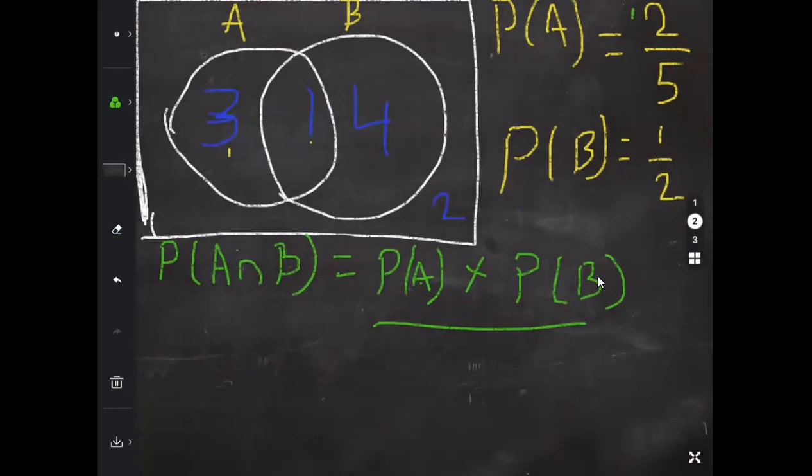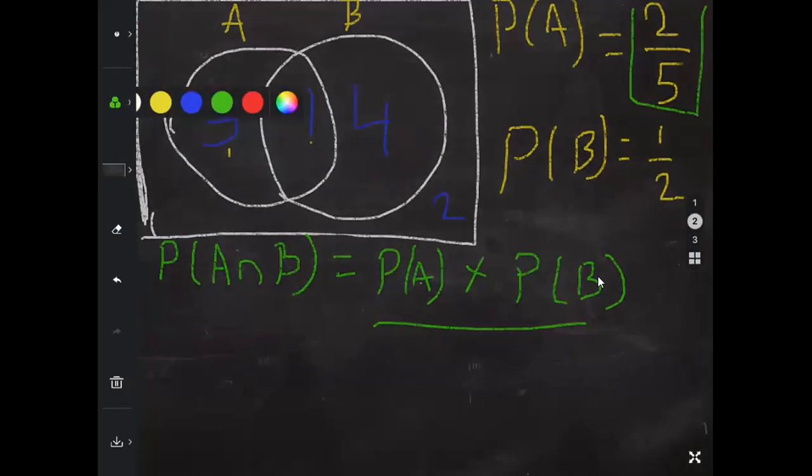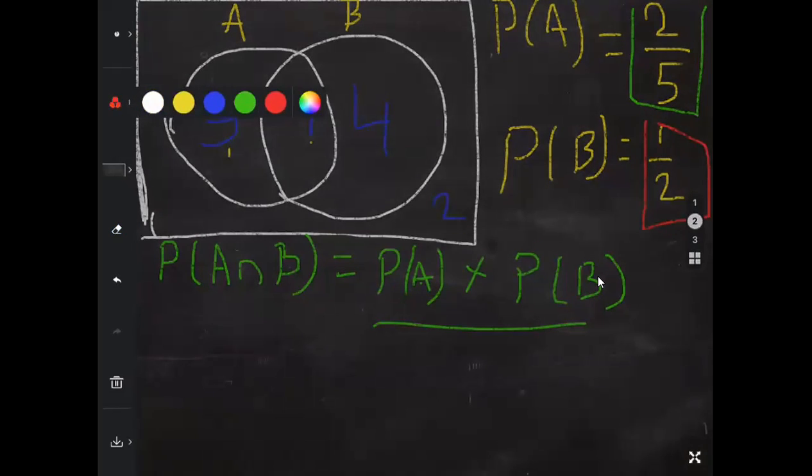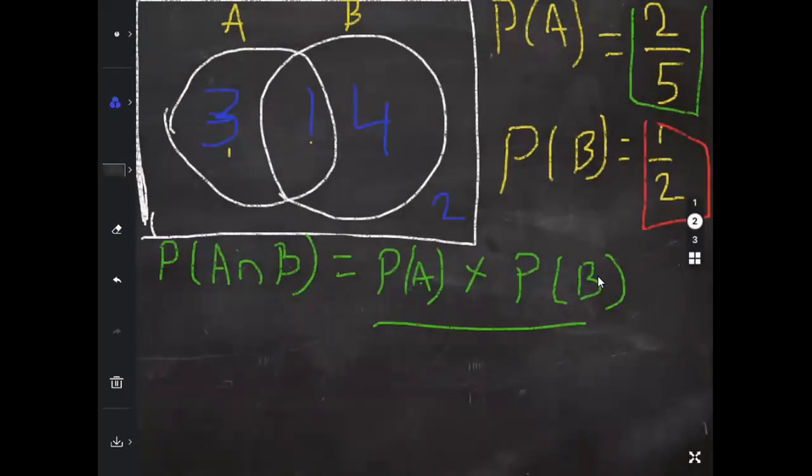So we've got our probability of A, probability of B, let's put them in different boxes. And now let's find out A intersection B. So there's only one value in the intersection there, so that's our 1. So probability of A intersection B is equal to 1 out of 10 values in total, 1 out of 10.